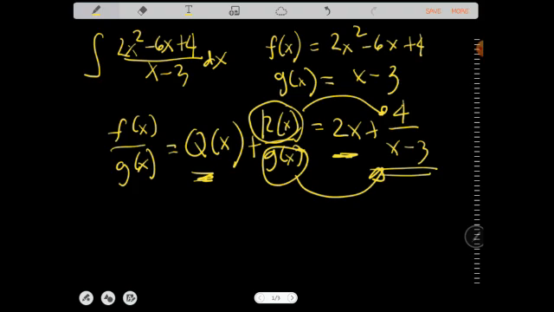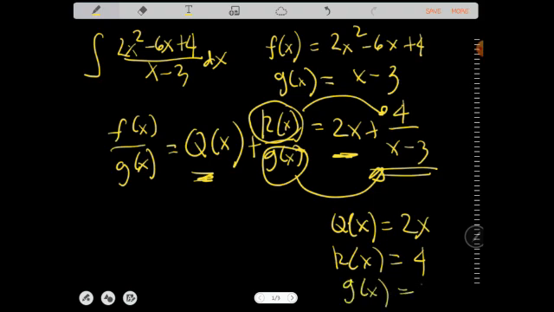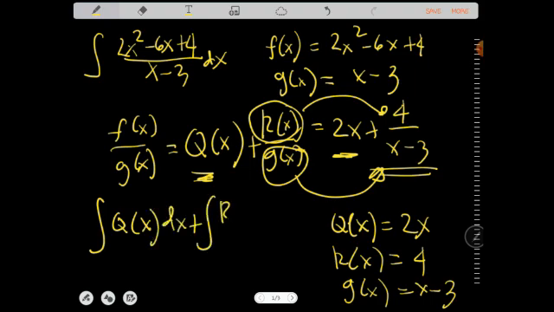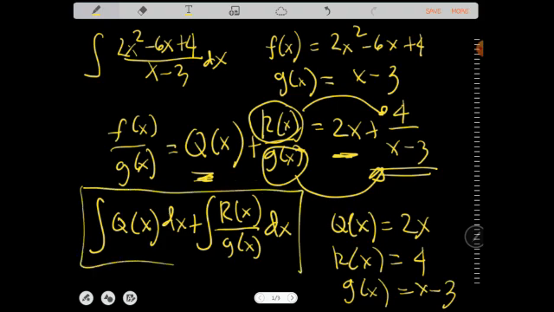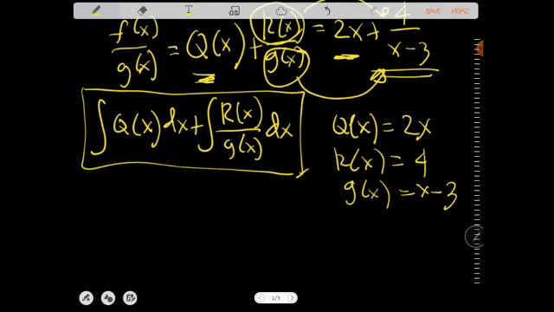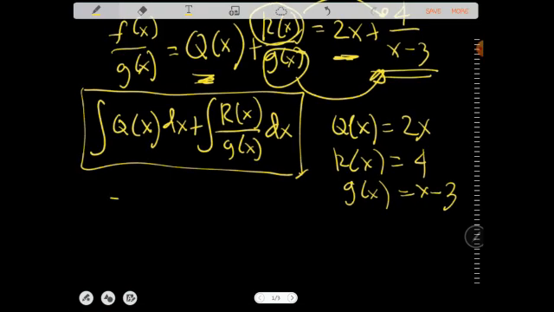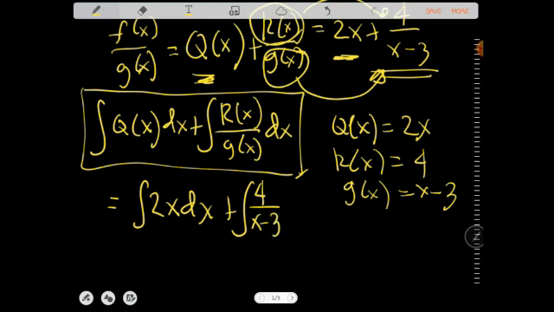So meaning, in this case, yung ating quotient, o yung Q of x is equals to 2x, yung ating R of x is equals to 4, and yung ating G of x is equals to x minus 3. Okay? So therefore, yung ating integral of the Q of x dx plus the integral of R of x over G of x times dx. So ito yung another formula na na-introduce because of this problem. In this case, pwede na natin siyang i-substitute. So that is equals to integral of 2x dx, yung Q of x, plus the integral of 4 over x minus 3, then dx. Okay?